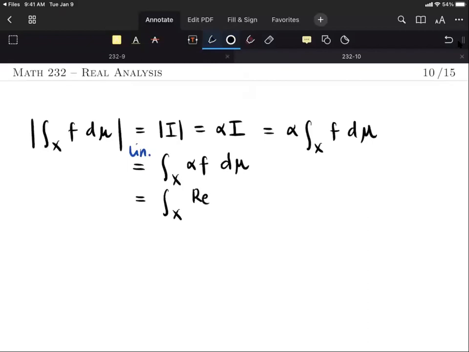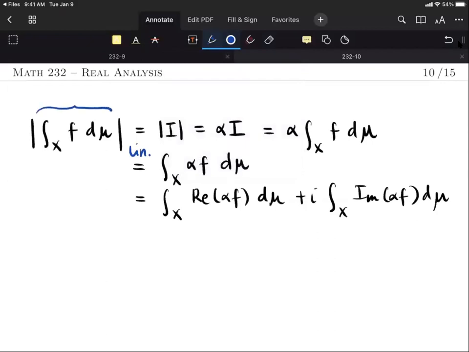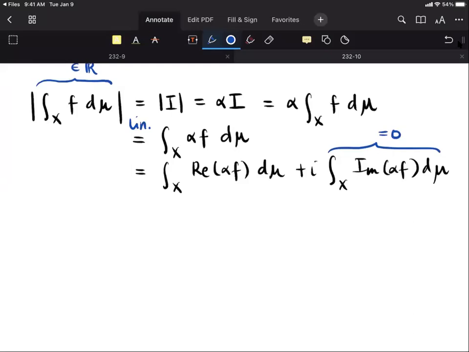In the complex case, this is the real part of alpha f d mu plus i times the imaginary part of alpha f d mu. But take note that this is real. So therefore this would imply that this must be 0. The imaginary part of this complex number must be 0.